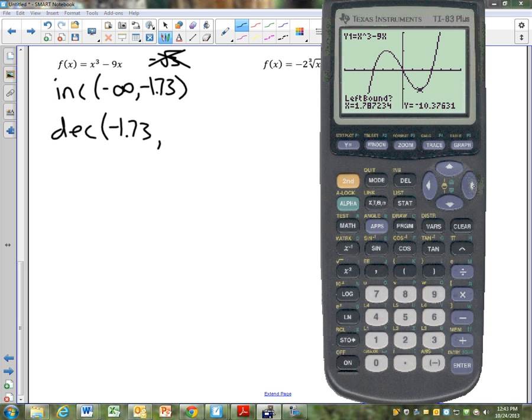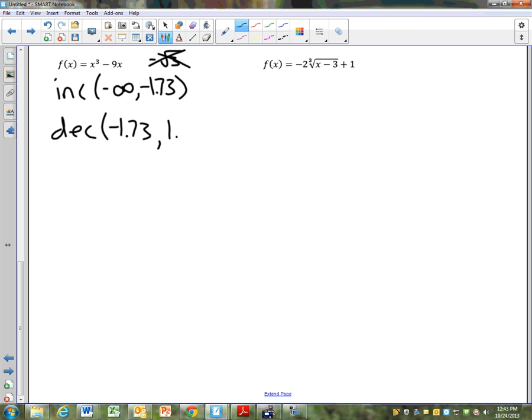Go down to my spot. It says left bound, so I move to the left. Then I move to the right. Just enter on guess, and what do you notice I get? The square root of 3, we're going to get basically the same result, just positive. What happens after that? It increases from 1.73 to infinity.